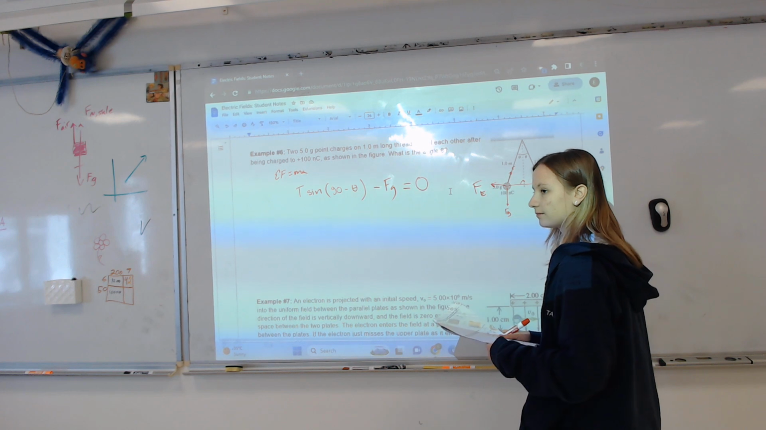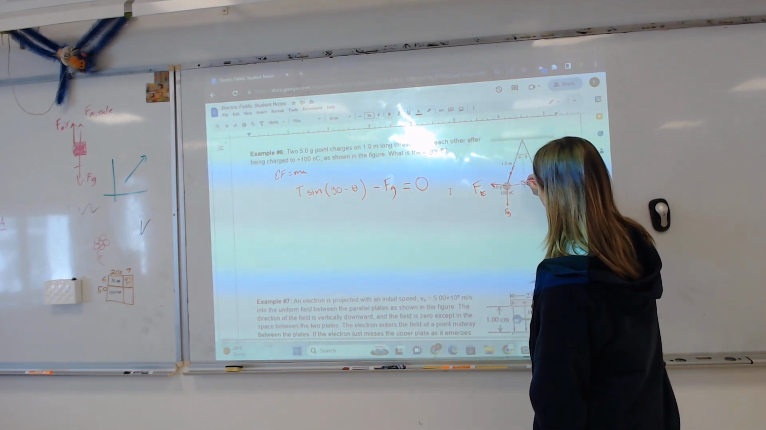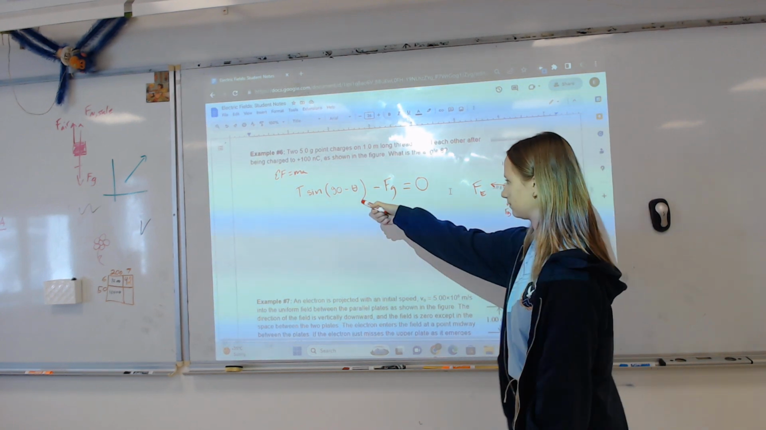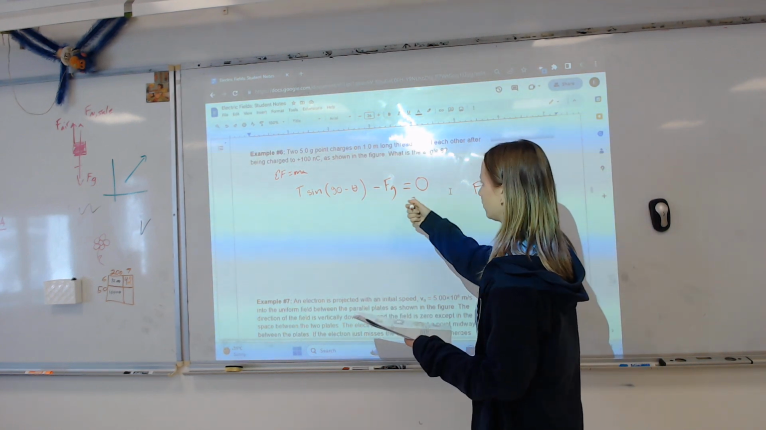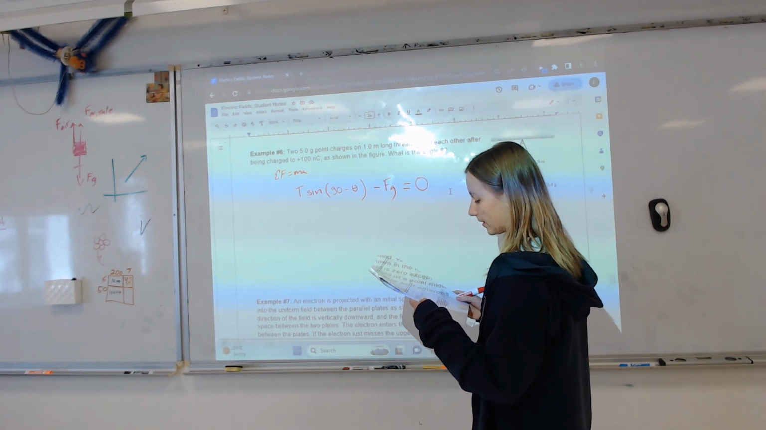Can you repeat what you said, how you knew it's 90 degrees? Yeah, because a triangle has 180 and this is 90. So this plus this must be 90, right? So 90 minus theta. And that should equal 0 because it's in equilibrium. It's not moving. It's not accelerating.